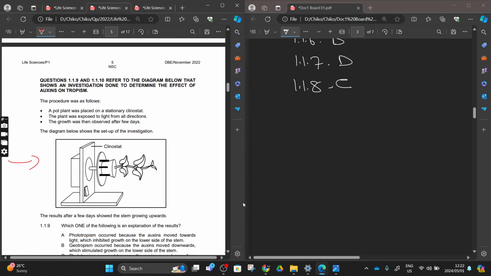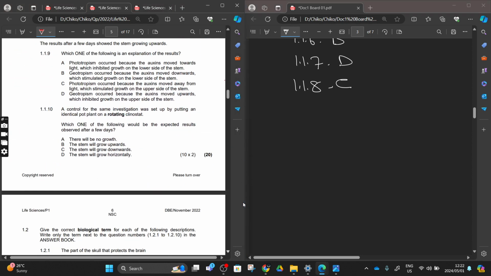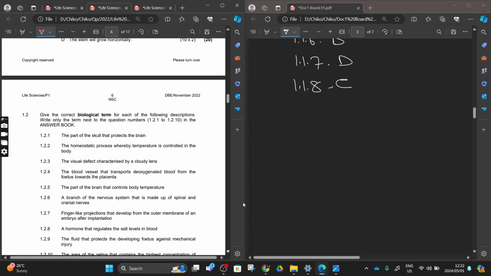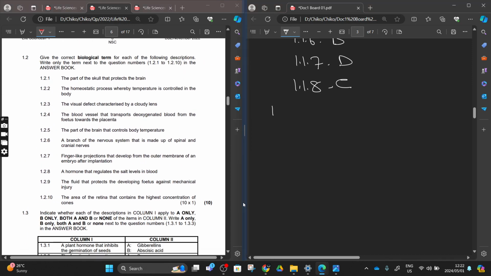Then we come to this one, a response to the environment by plants. We are going to do it next week, right? Then we come here to our question. Let's see if we can get something here. The part of the skull that protects the brain. Yes, 1.2.1. Which part of the skull protects this? The cranium, right?